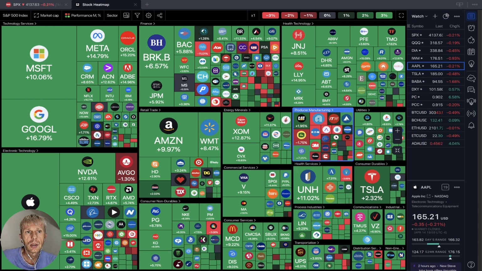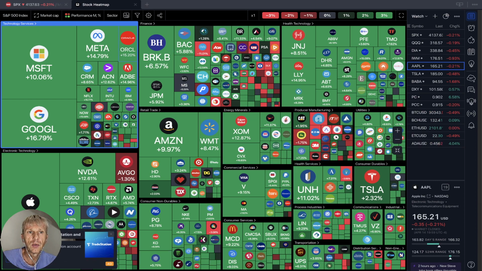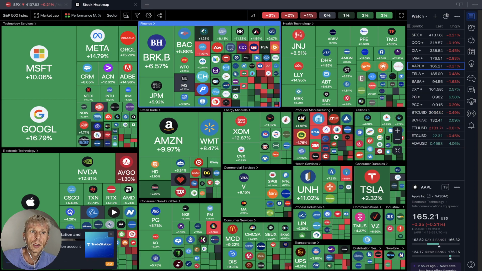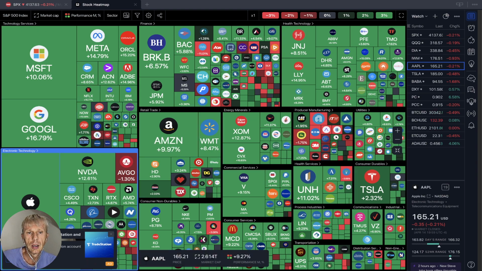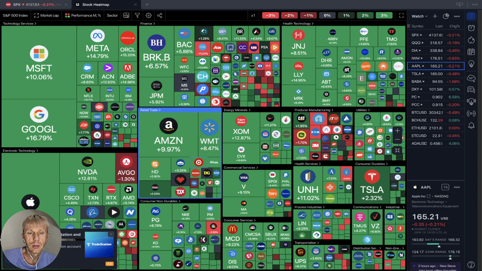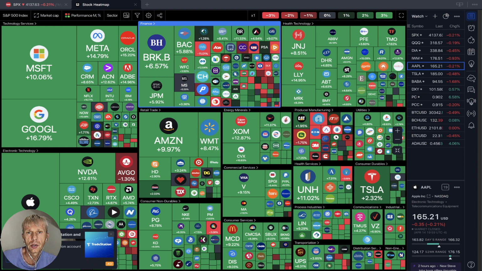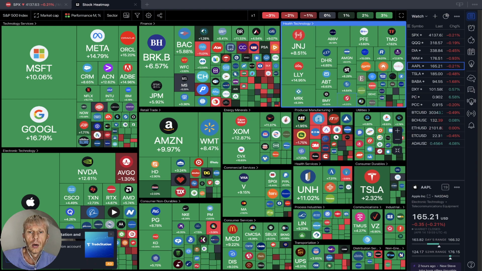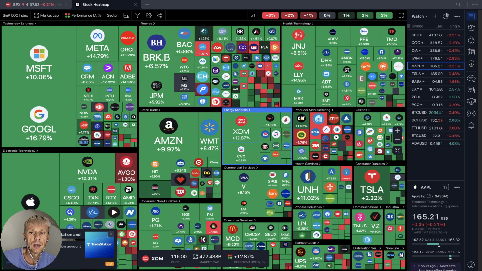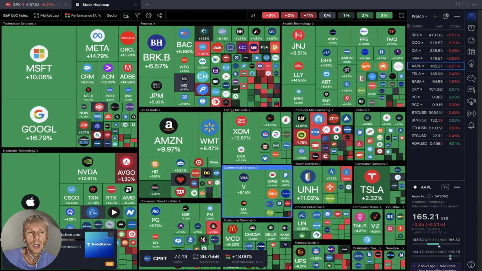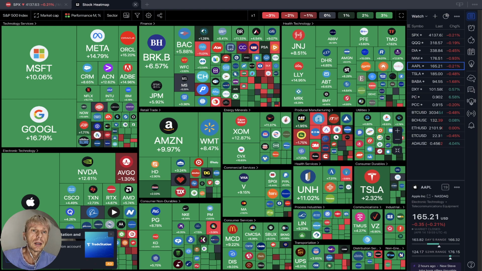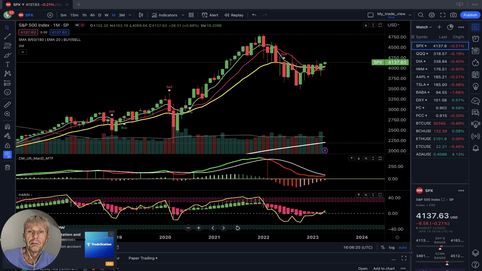TradingView stock market heat map on the monthly performance. All green, look at it: technology green, electronics green, retail green, consumers green, banking, financial, health system, all green. Everything green, everywhere. Very positive. Let's move to the charts and we will figure it out.